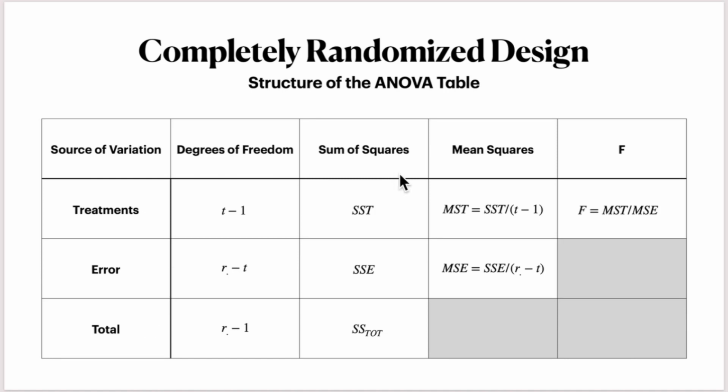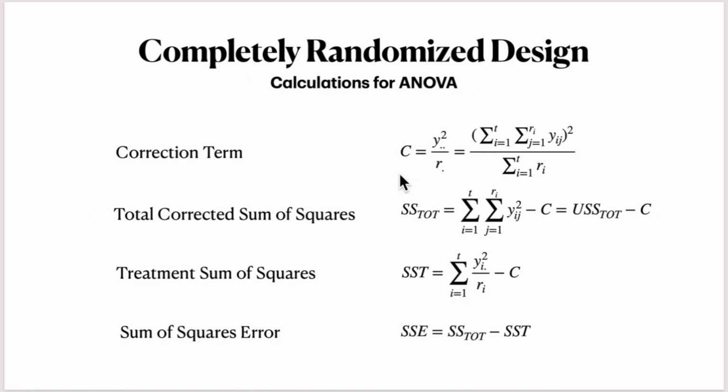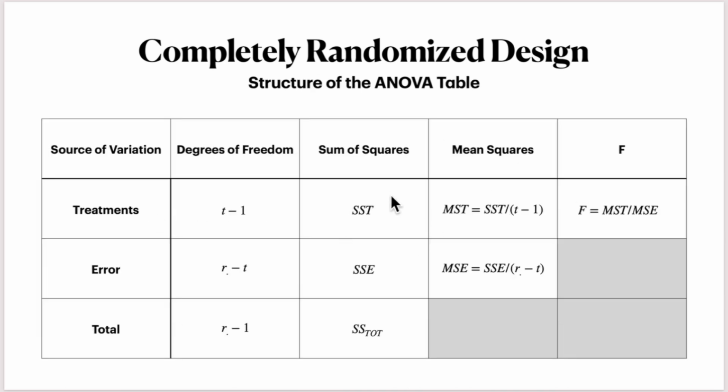Next, we have the column for the sums of squares. In fact, these are the values that we calculated on the previous slide. These are the sums of squares for the various components associated with this design. So we have the total sum of squares down here. Up here in the top row, we have the sum of squares due to treatments. Right here, we have the sum of squares error. And we can calculate these as we showed on the previous slide.